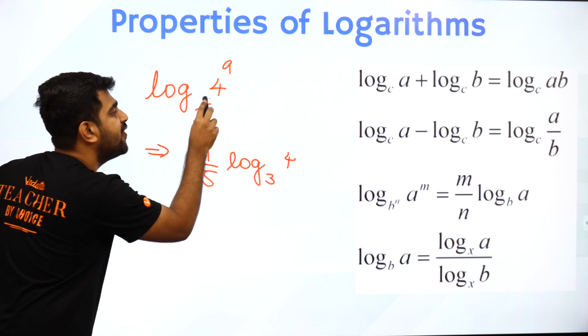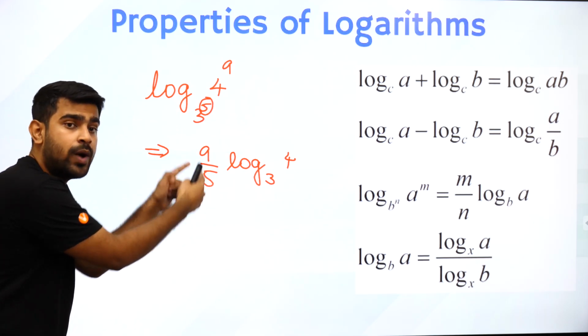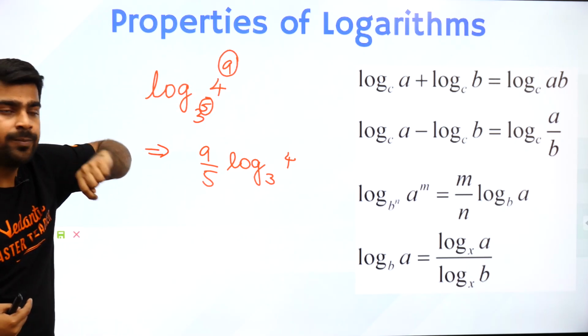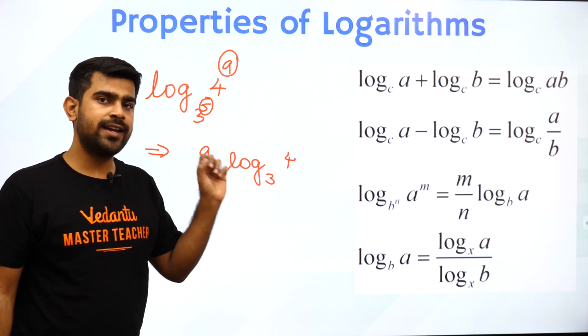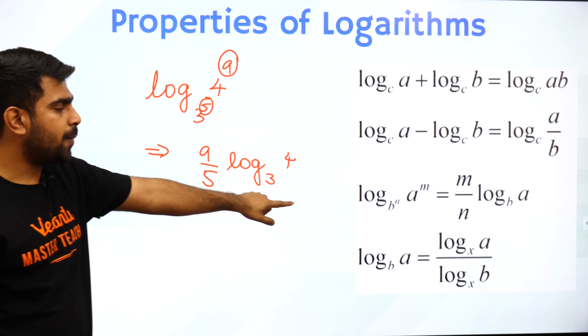Now whenever I have power in the base, what did I say? It will come out as reciprocal. So it comes out as 1 by 5. But whatever power I have in the number over here, that will come out as 9 directly. Okay? Brilliant guys. So that is how you use property 3.